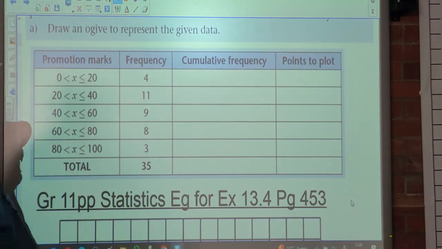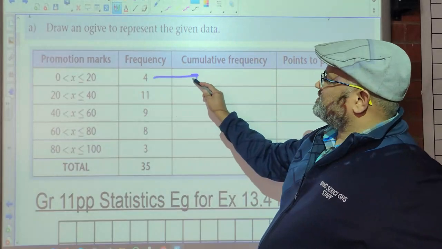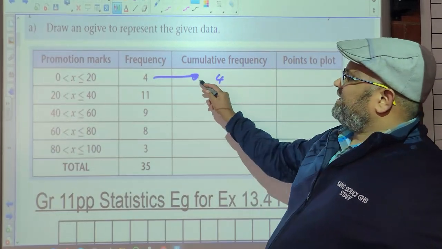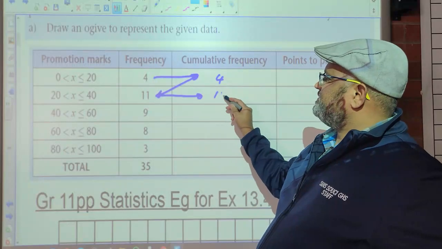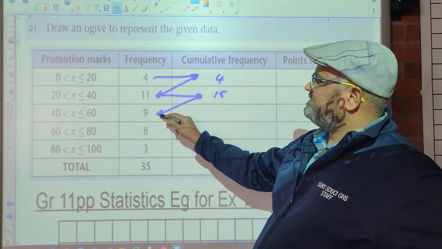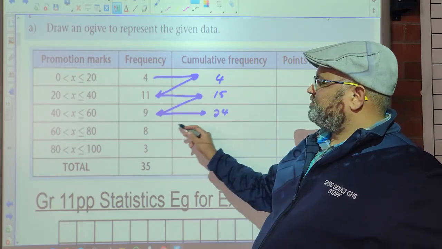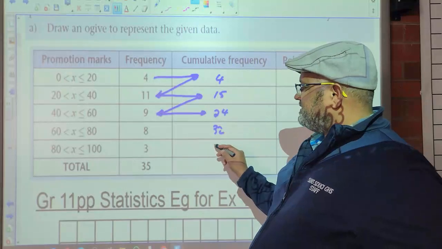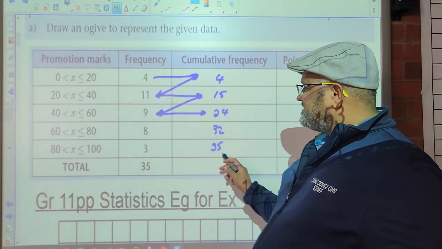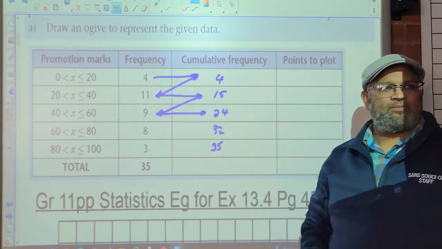So how do we get it again, people? We can say 4, we transfer 4, not so. So I add 11. What's 4 plus 11? 15. What's 15 plus 9? 24. 24 plus 8? 32. 32 plus 30? But what do we notice? The same as the total, the sum of the frequencies.